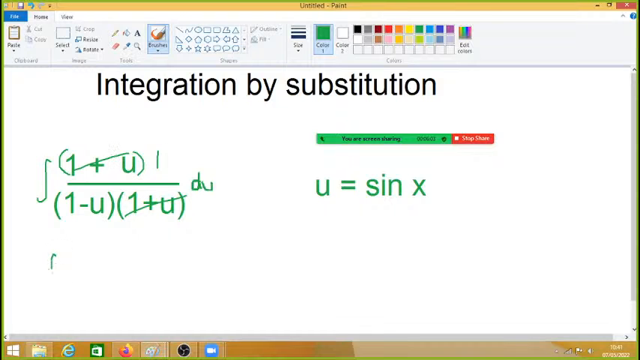So if we write that out, we'll have the integral of 1 over 1 minus u du. So that's much easier to integrate. So let me let you finish that off. If you can just integrate 1 over 1 minus u.